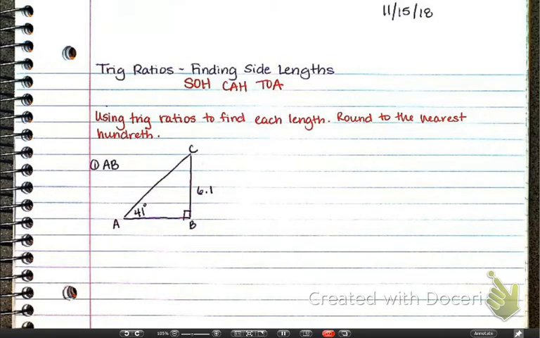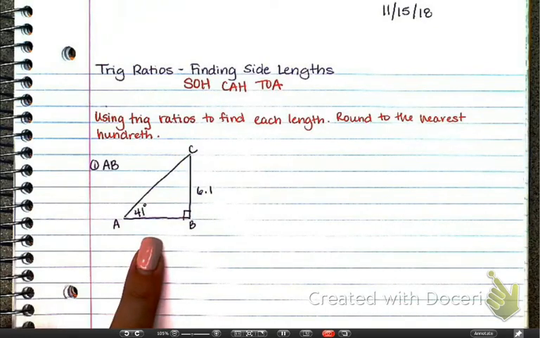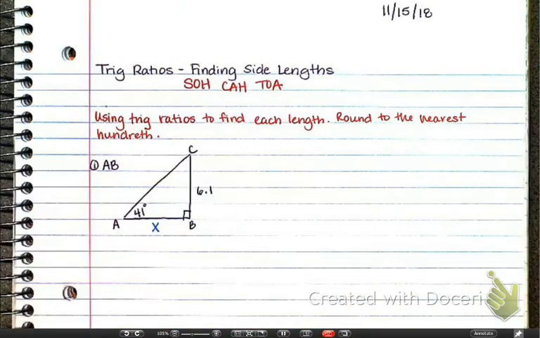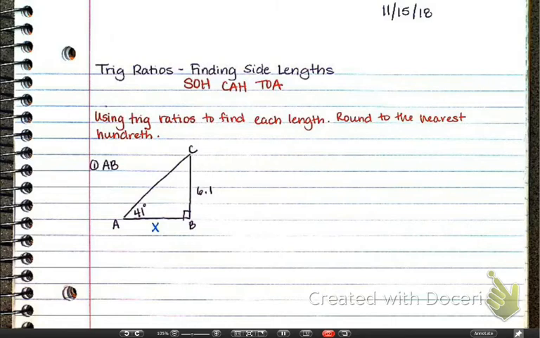So we have my right triangle. I'm giving you some information, and we're going to set up a trig ratio to solve. Okay. So first of all, we're solving for AB. So that's this side down here, right? So I'm going to call that X. Everyone okay with that? Okay.